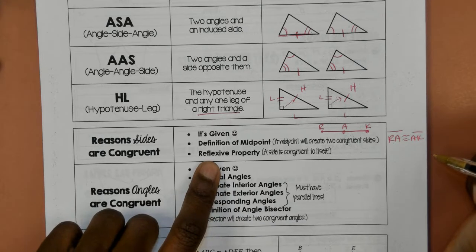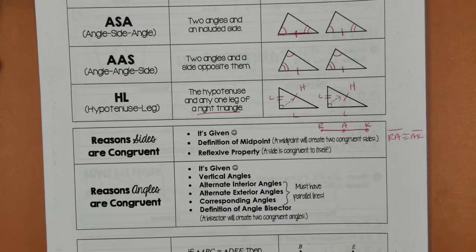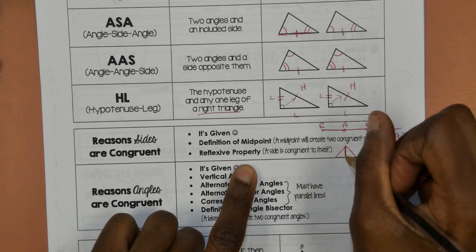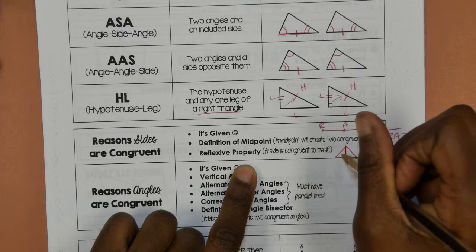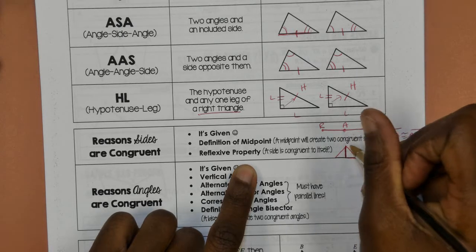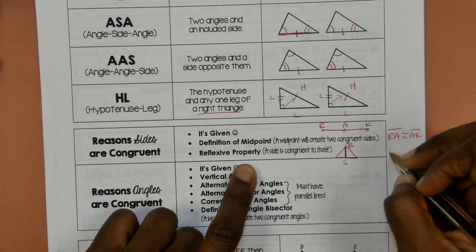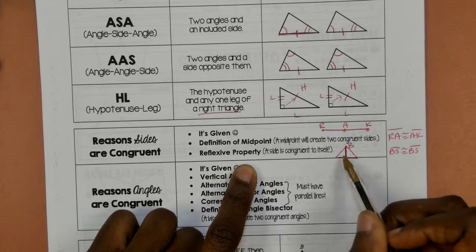For the reflexive property, it's a side that's congruent to itself or an angle that's congruent to itself. We primarily use sides on this handout, but it could also have been an angle. That's typically if you have a triangle where there's an overlapping side. This side that I'm highlighting is on the left triangle and on the right triangle. So if I call this BS, then BS is congruent to BS because it's on both triangles.